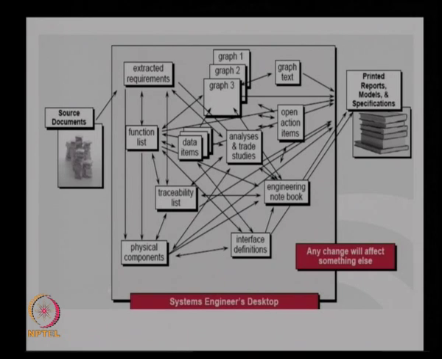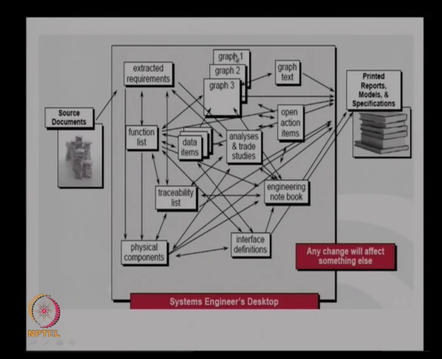As you can see, on the system engineer's desktop there are a lot of things. He has the source documents from which he extracts the requirements, and based on these requirements he finds the function list and then the physical components. For the physical components you need traceability, which goes back to the function, and from the function to the requirements. Similarly there are different data items and interface definitions. When you have physical components, there will be a lot of interfaces between components. So you need to define these interfaces, which again come from the function and the data items.